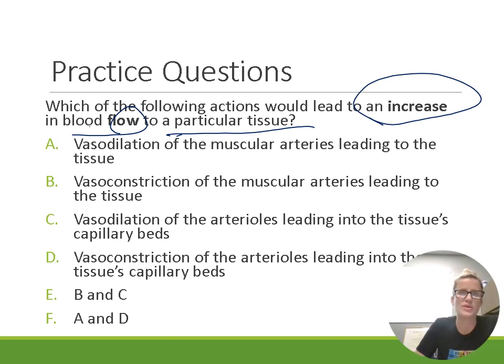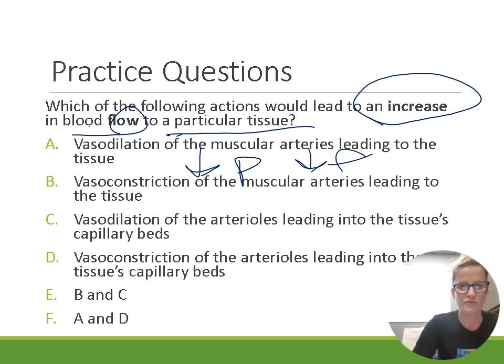So remember we said those muscular arteries, right? Vasodilation and constriction of those large muscular arteries are going to affect pressure the most. So dilating those is going to decrease pressure in those distributing muscular arteries, and decreasing pressure is going to decrease flow. So no, that would not happen.